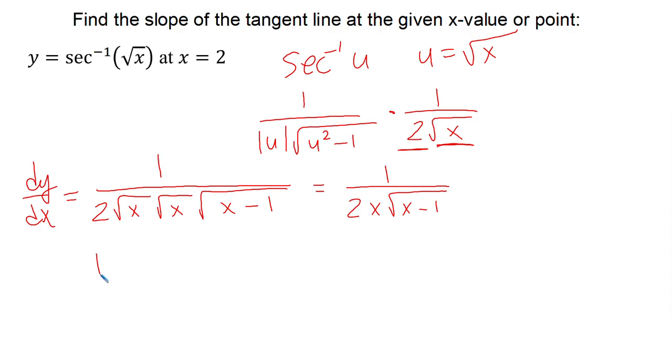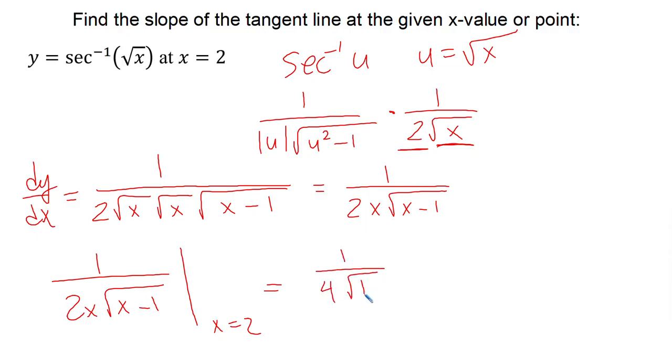And so we could simplify this down so that it just looks like 1/2x √x minus 1. And so if we take 1/2x √x minus 1 and evaluate it at x equals 2, we should get 1/4 times the square root of 1, which should just be 1/4.